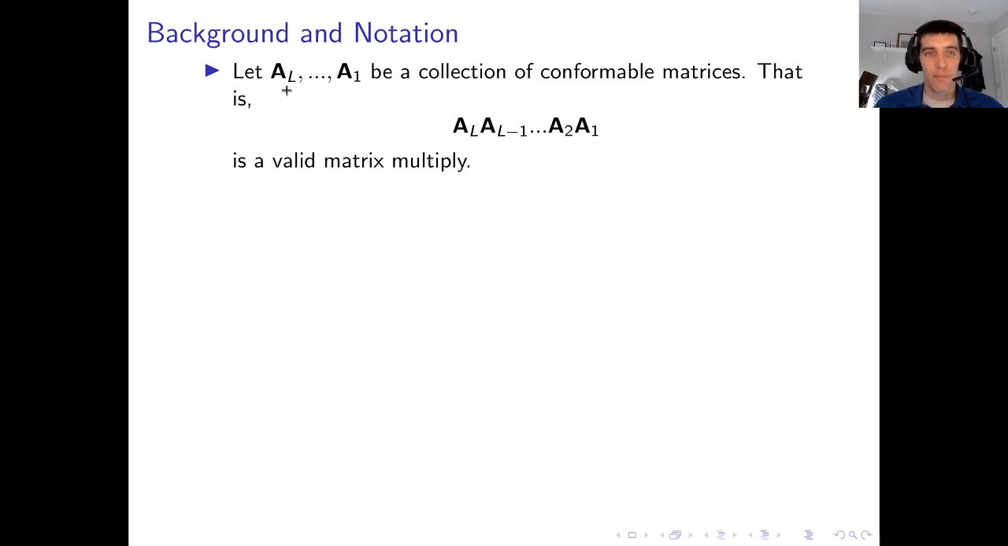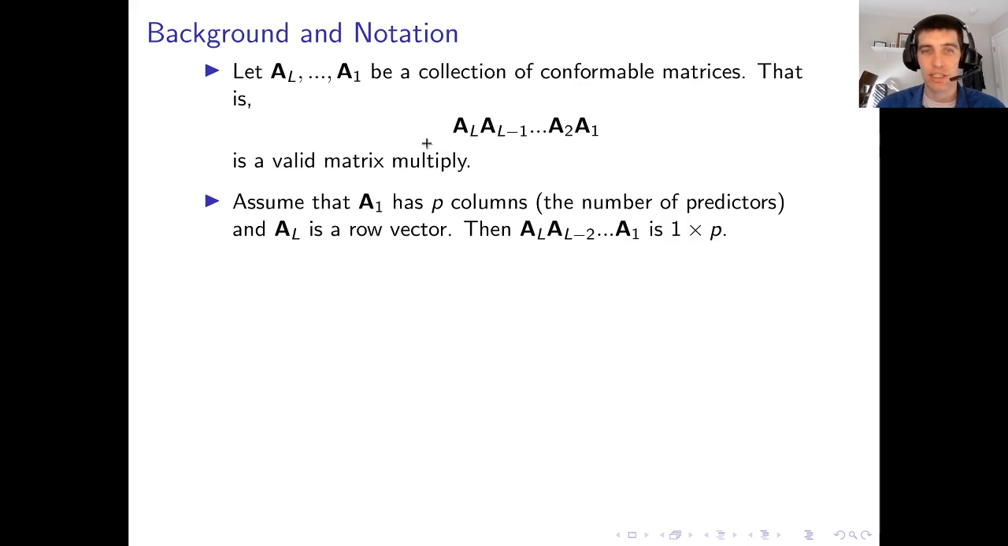So I'm going to let A_L through A_1, where L is some non-negative integer, be a collection of conformable matrices. When I say they're conformable, what that means is that this matrix product here is a valid matrix multiply. Conformable means these have the appropriate shapes so that this matrix multiply is allowed. Okay? So we have L conformable matrices.